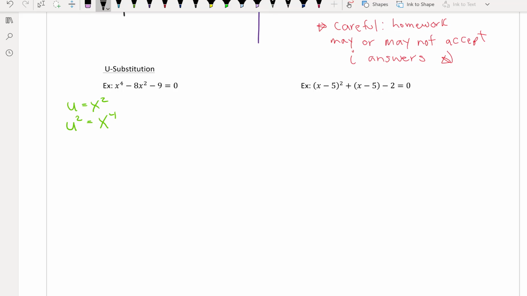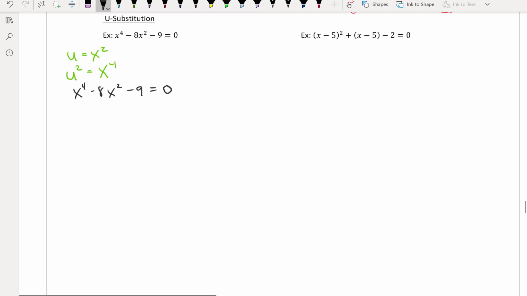Now I'm going to rewrite this. Remember, I originally had x to the 4th minus 8x squared minus 9 is equal to 0. And now with that substitution, that x to the 4th is really u squared. I have minus 8u, and that x squared is really u, minus 9 is equal to 0. So now I can factor this.